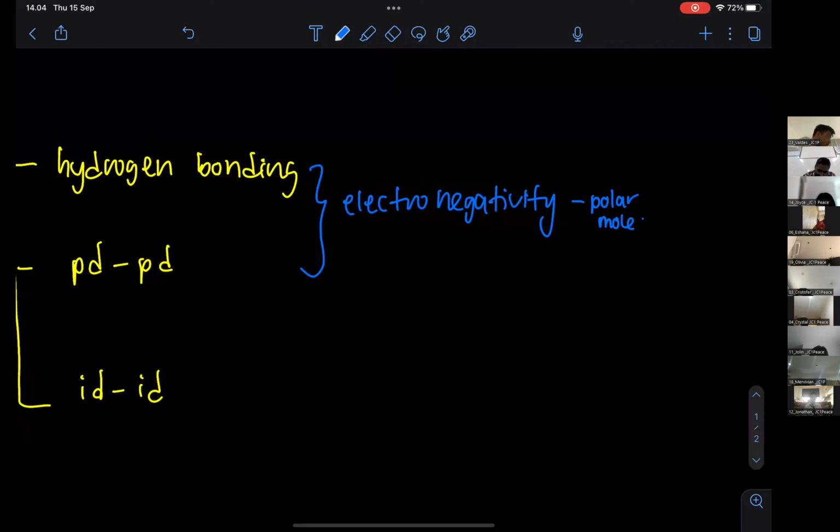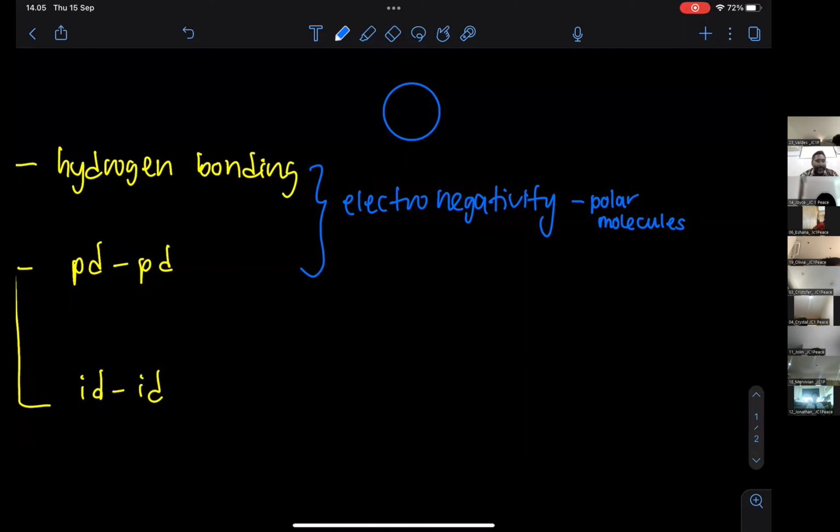As you know, what is electronegativity? Electronegativity is the ability of an atom to attract the bonding pair of electrons to itself. And polar molecules happen, we have polarity, whenever you have a molecule with an uneven distribution of electrons.